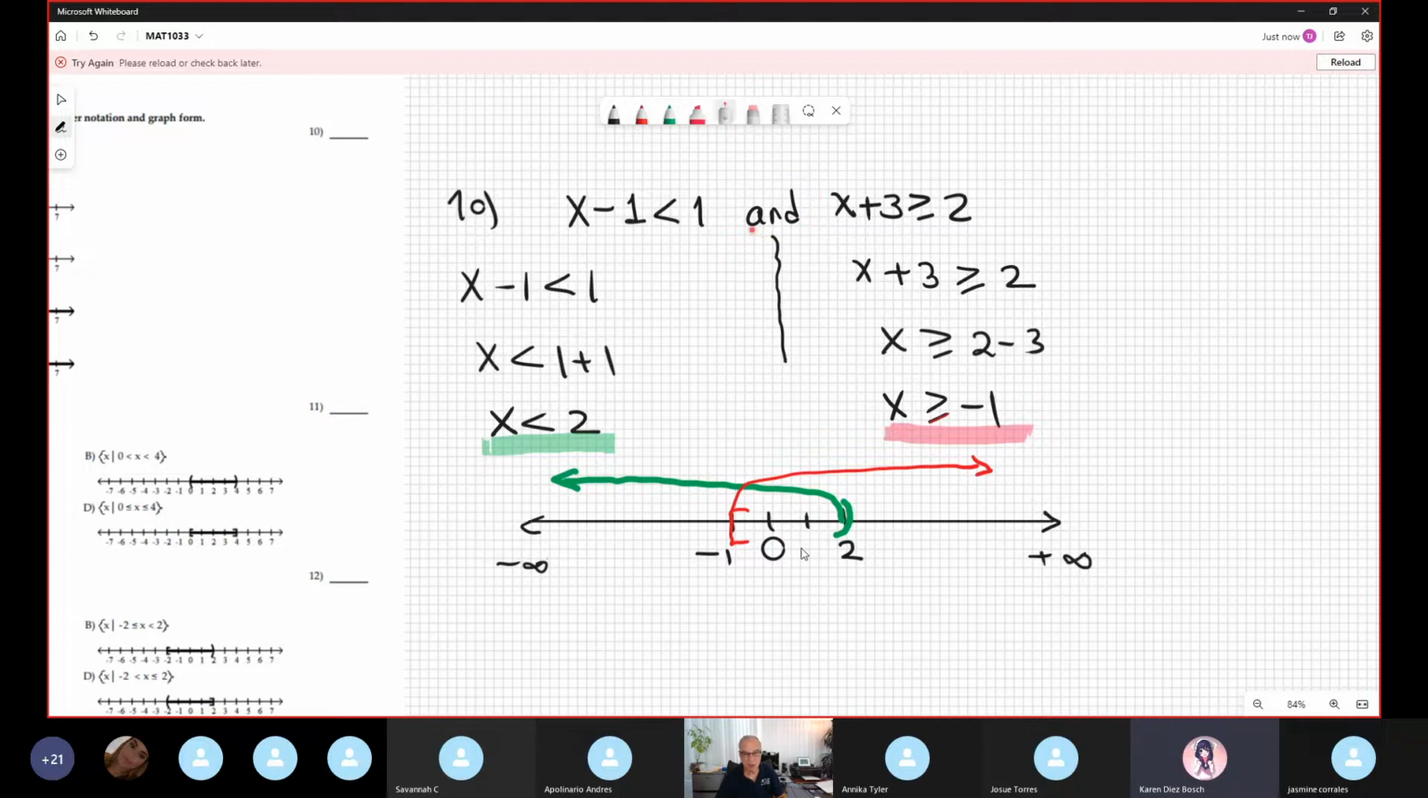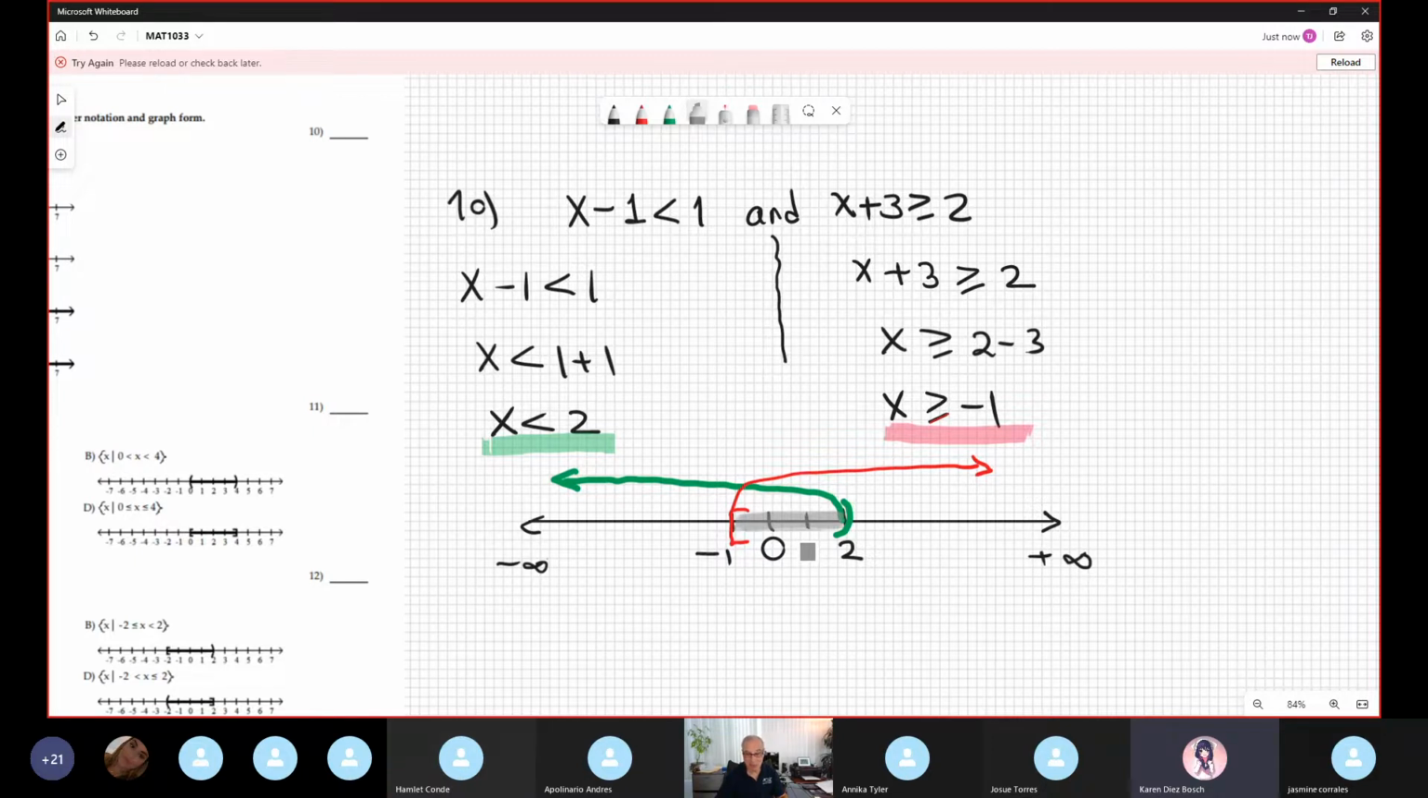And what is the part that both intervals, green and red, share? It's obvious that it's in between -1 and 2. So this is a crucial moment in which, let me use another color, maybe gray, you highlight the solution. Because I see that this is the answer.